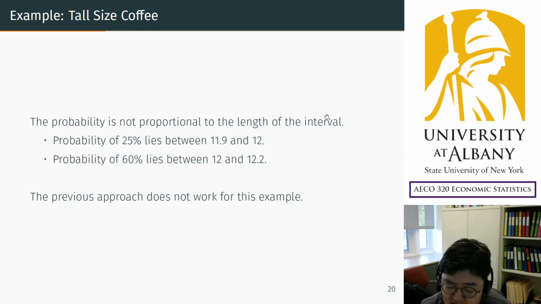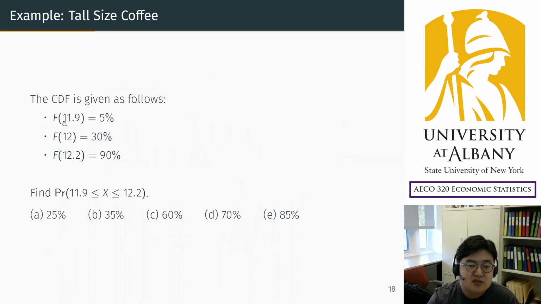So, okay, then now we will think about this example. So then it is easy to see that 5% is less than 11.9, and the difference between them, 25%, is in between 11.9 and 12, and 60% is in between 12 and 12.2, and the remaining 10% is greater than 12.2.